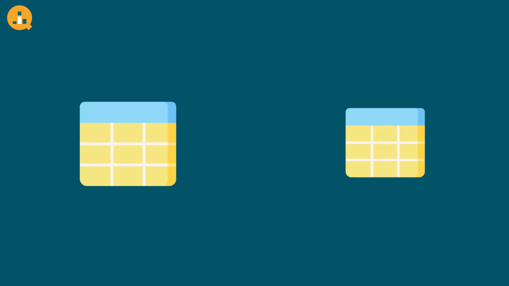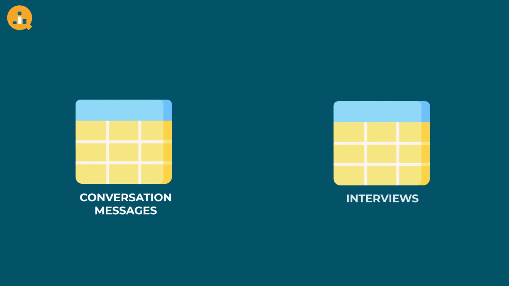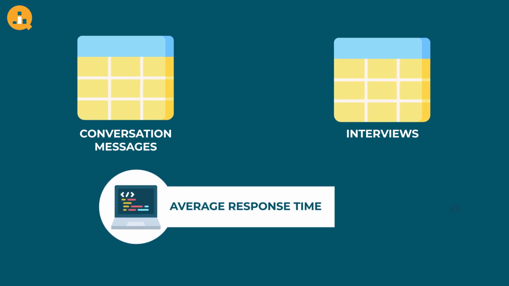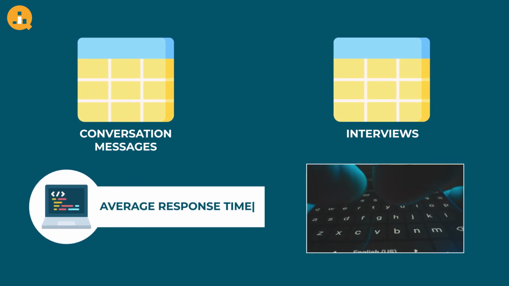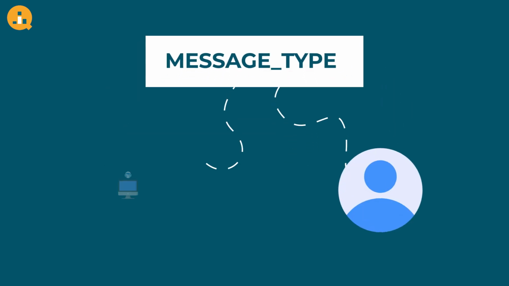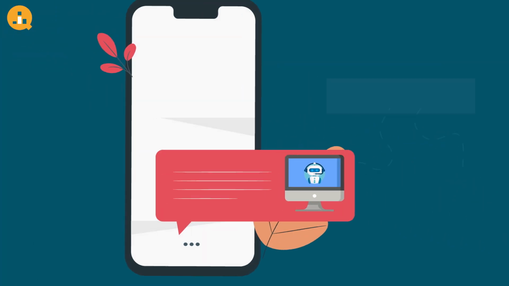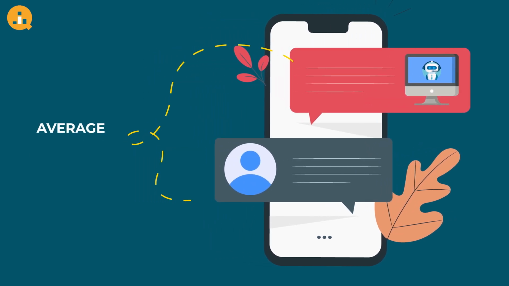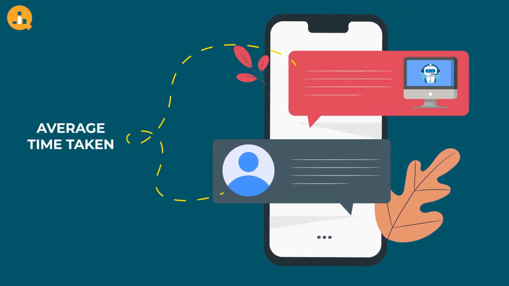So you have been provided with two tables. One is conversation messages, and the other one is interviews. You need to write a query to compute the average time it takes for each user to respond to a system message. It's in the field called message type, which could be either user or system. System indicates that the system has been texting you, and user indicates that you have been replying to the system's message. You need to calculate the average time that it takes for each user to respond.